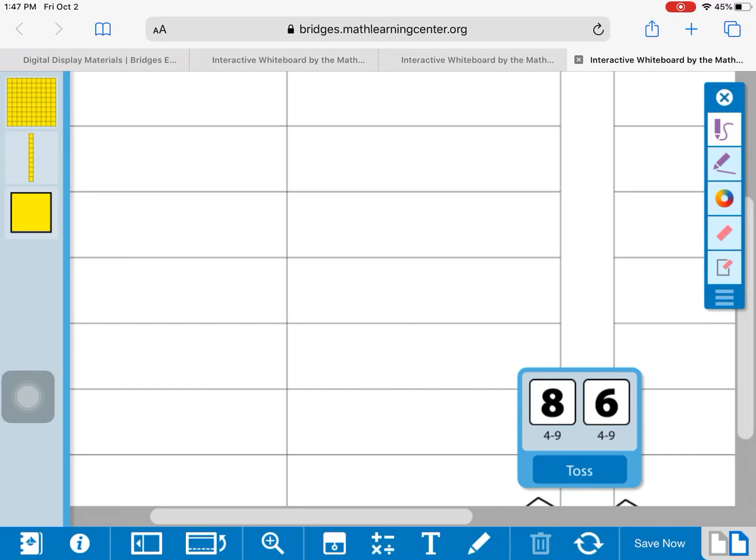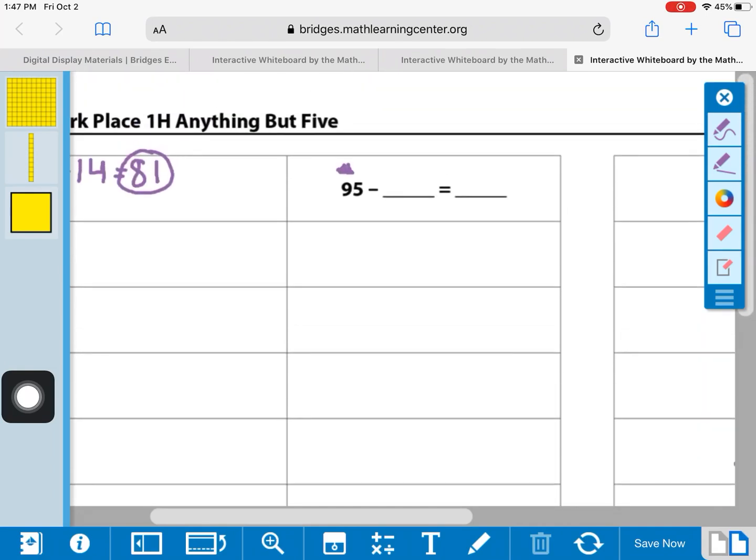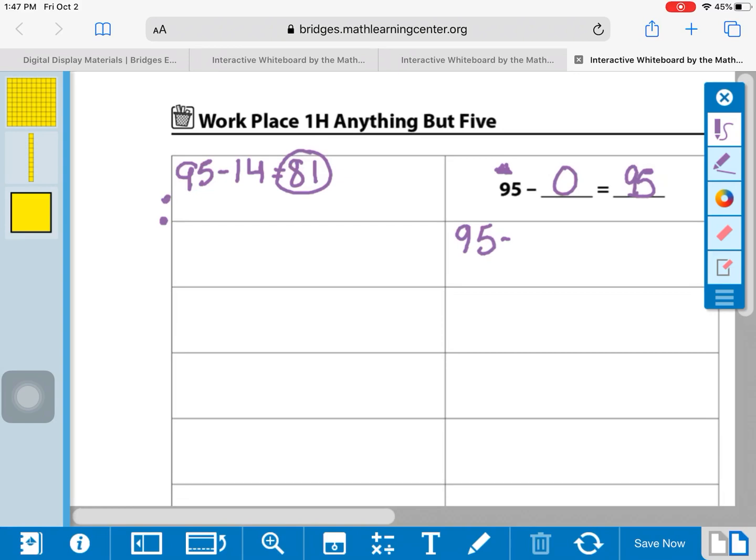I make a toss, and my toss is... Oh no, I rolled a 5. Oh my goodness, I have to go back to 95. So I write in my turn 95 minus 0 is 95. And then my next round, I start at 95 minus. So now for this next round, I would go and do that.